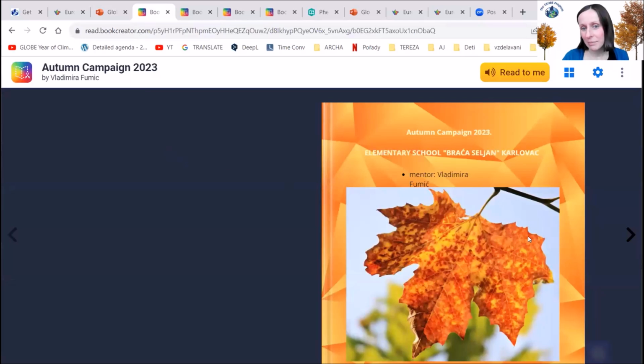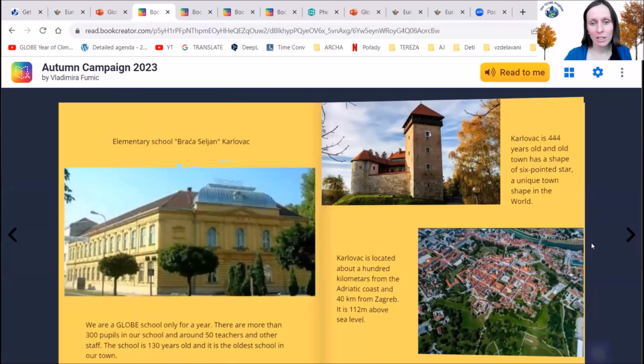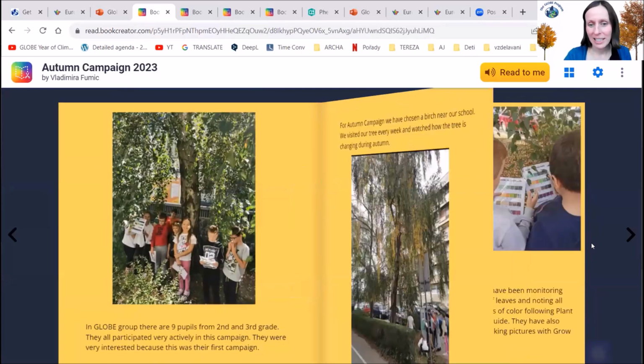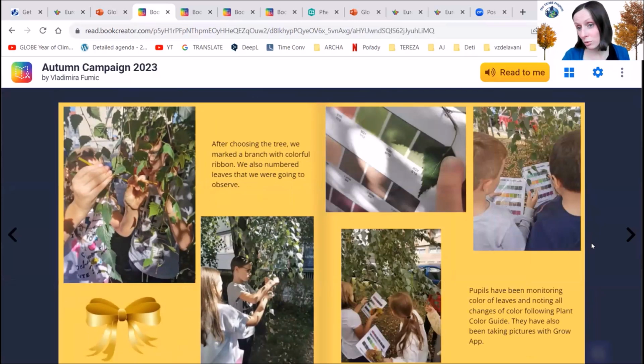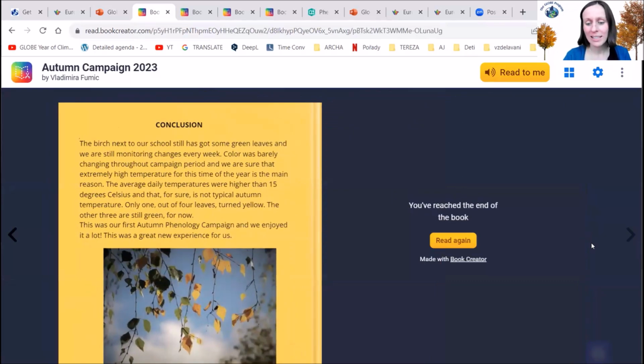One beautiful example is a book created by elementary school Braća Seljan from Karlovac, where students from 2nd and 3rd grade, led by Vladimíra Fumič, introduce their plays, their activities. I will just quickly go through the materials. You can read it later, so do not worry. I know it's too quick.